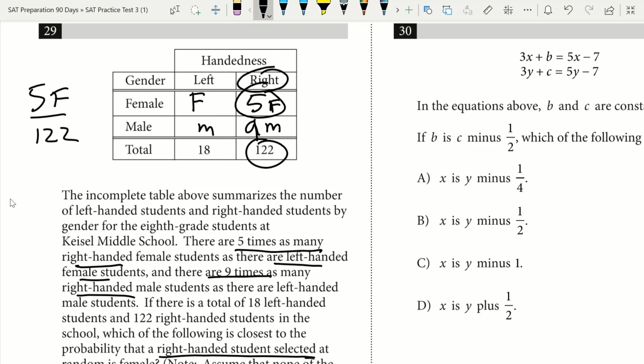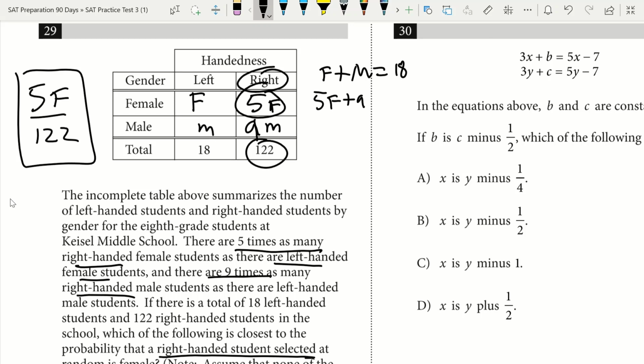All right, so now what we can do is set up a system of equations to solve for what F is, because that's what we need in order to solve for that probability. So we see that F plus M is going to equal 18, because that's that column going down for the left. So F plus M is going to equal 18. And then we see we're going to have 5F plus 9M equal that 122.